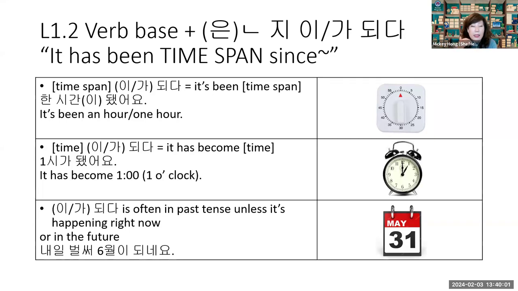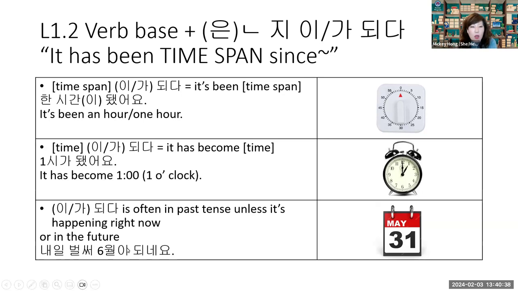You can say 한 시간이 됐어요. It's been an hour. 5분이 됐어요. It's been 5 minutes. If you say 한 시가 됐어요, it means it is now 1 o'clock. Do you see the difference? It's been an hour, a period of an hour when you say 한 시간 versus 한 시. Okay, 시간 refers to the amount of time. 한 시 is 1 o'clock.